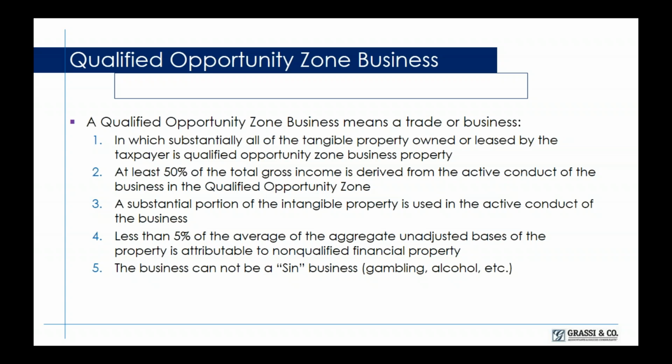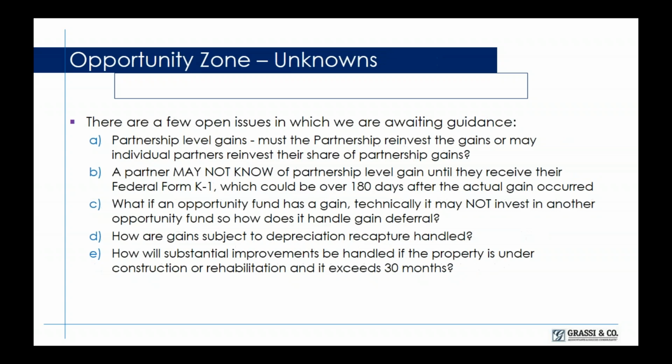So it can't be related to gambling, horse racing, alcohol sales for consumption off premises, massage parlors, hot tub situations, tanning, all of those things, and also country clubs. So basically that just hammered out what the actual law is at a very high level. Now we're going to talk about some of the unknowns. Some of them have been addressed through proposed regulations, which were issued at the very end of October. Others still remain open to this day.